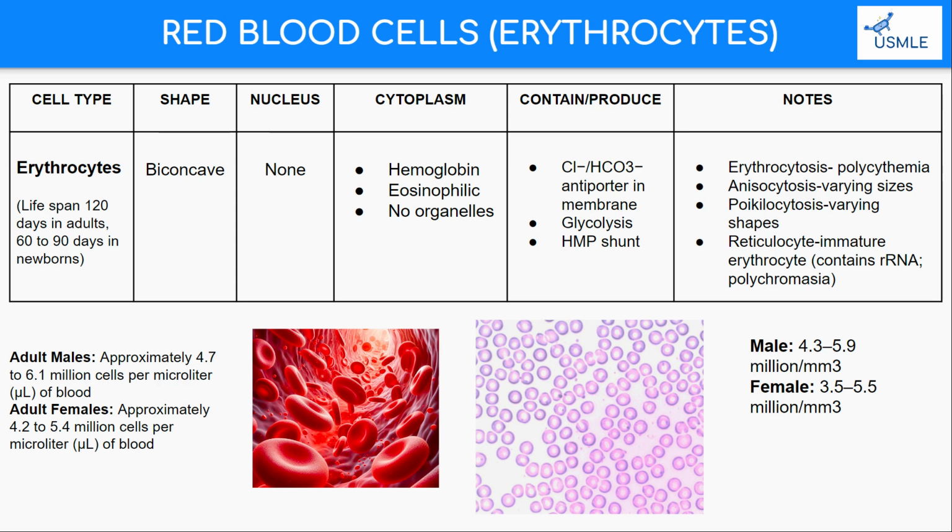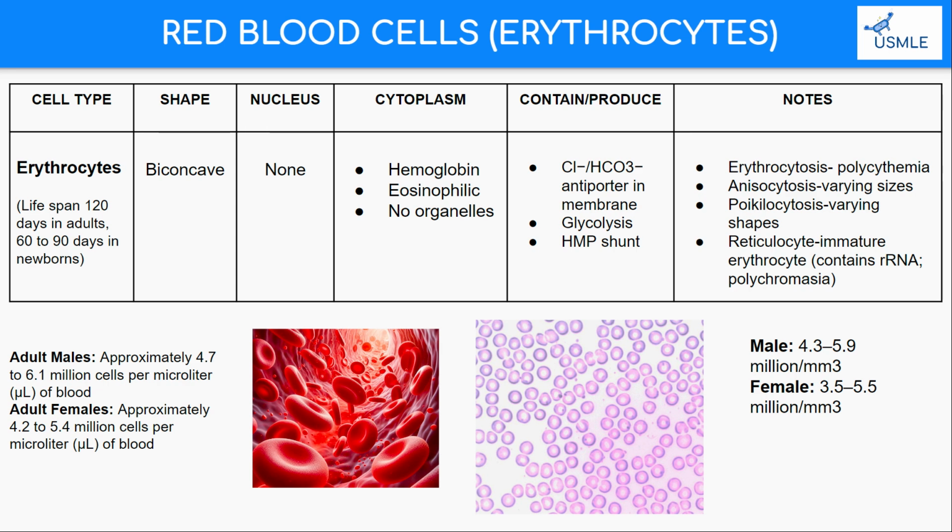Note the lifespan, shape, nuclei, staining, and what the cells produce, along with any additional information. So for red blood cells, they are biconcave in shape, have no nucleus, have a cytoplasm filled with hemoglobin, with a lifespan of 120 days in adults. They contain a chloride and bicarbonate antiporter. Erythrocytes lack mitochondria, so they rely on glycolysis to generate ATP. HMP shunt is critical in RBCs for generating NADPH, which is essential for protecting against oxidative damage.